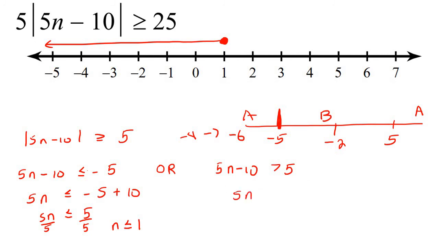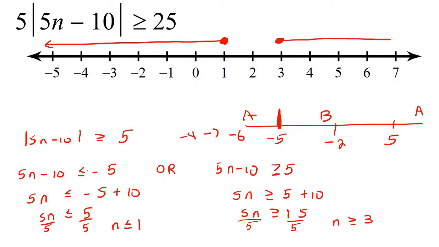So that says that 5n is, that should be a bigger than or equal to sign. And so that's going to become 5 plus 10, and so we end up with 5n bigger than or equal to 15. And so if you divide by 5, we say that n is bigger than or equal to 3. So we go to the 3 with a solid circle, and we know that n is bigger than that, and so we're there. So we have two separate intervals, just like we had two separate intervals over here.